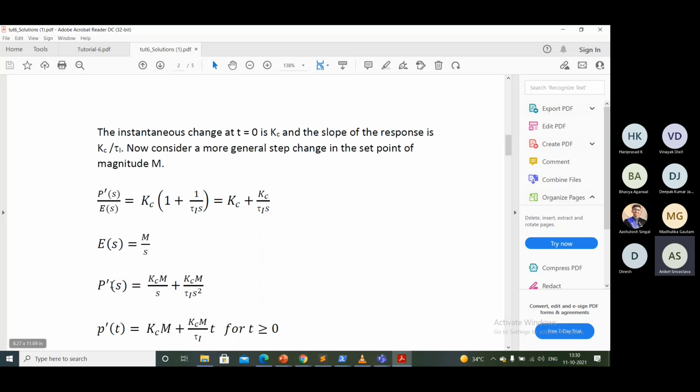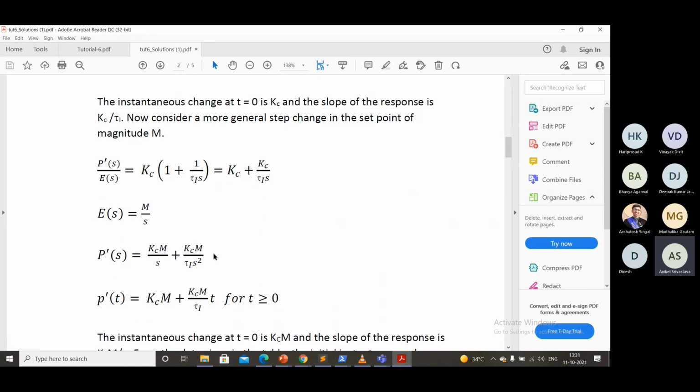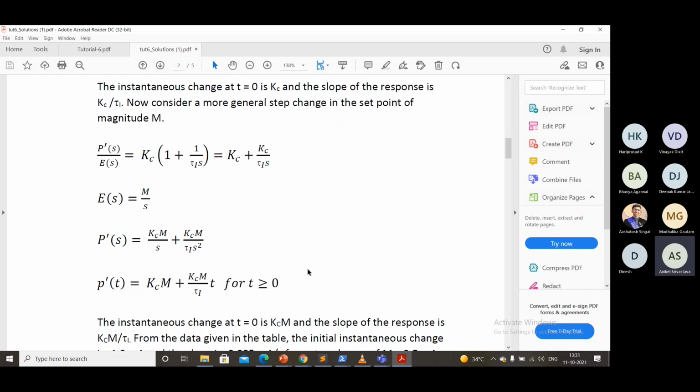Once we cross multiply, our output in terms of deviation variables will be KcM by s plus KcM by tau I s squared. When we convert it into the time domain, our equation will be exactly similar to what we obtained in the first question. So again, as Vinayak explained, our y-intercept, which is Kc into M, will give us our Kc, and KcM by tau I will be our slope.